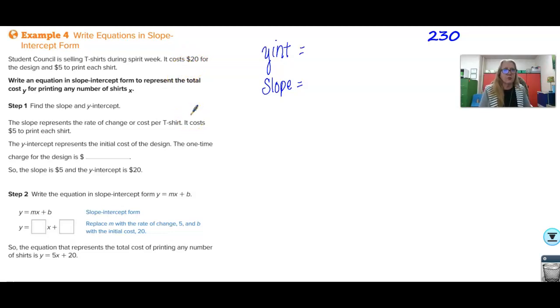So five for shirt one, five for shirt two, five for shirt three. Okay, the one you have to use over and over again is going to be your slope, all right? The y-intercept is the starting point or the initial charge, okay? So that means that we have an equation of y equals 5x plus 20, okay? And here the initial charge for the design is $20. The slope is $5, the y-intercept's 20, which is what I said.